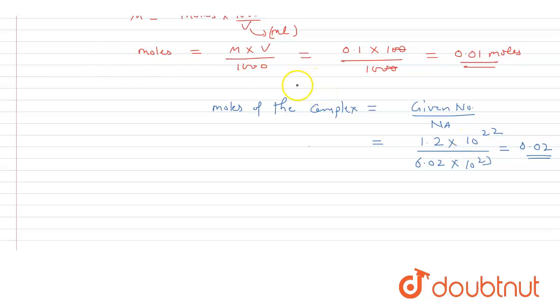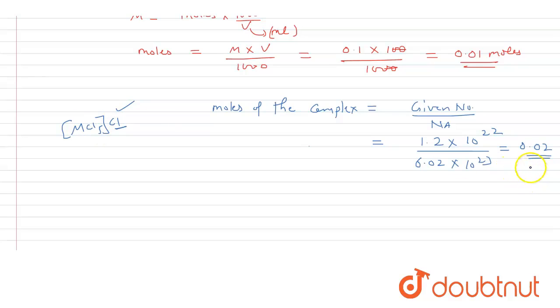Only those chloride ions that are outside the coordination pair will precipitate. This is our coordination pair, and let's say this is M and this is chlorine. The chlorine inside the coordination pair will not precipitate out, and the chlorine outside the coordination pair will precipitate out.